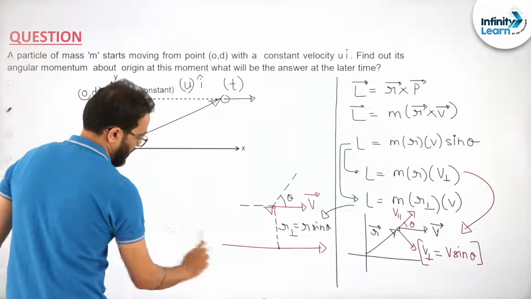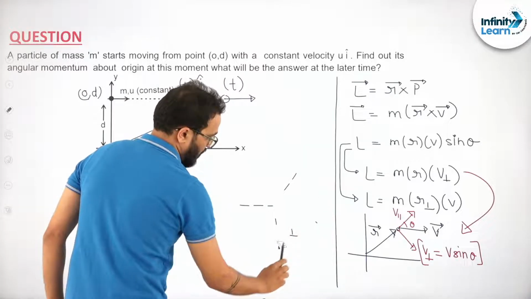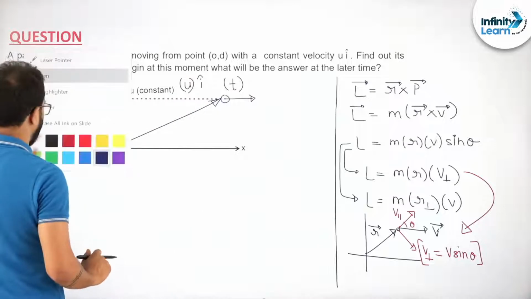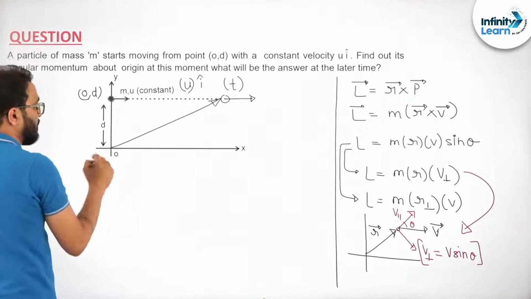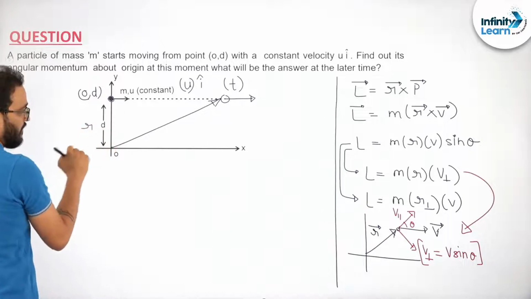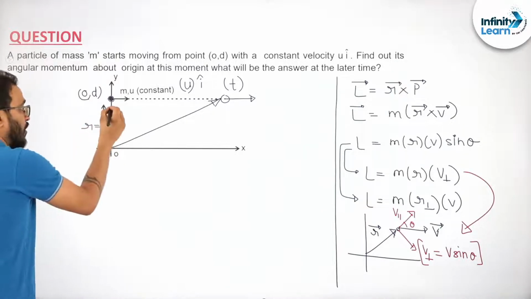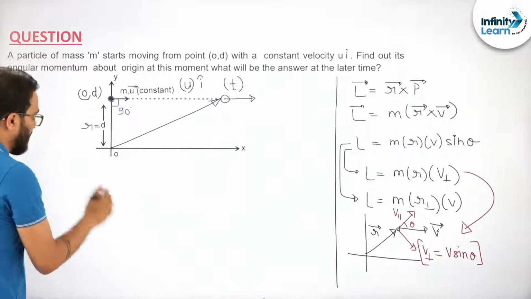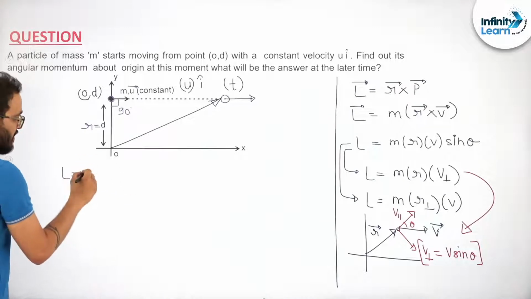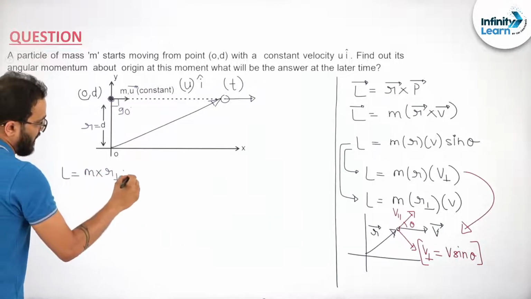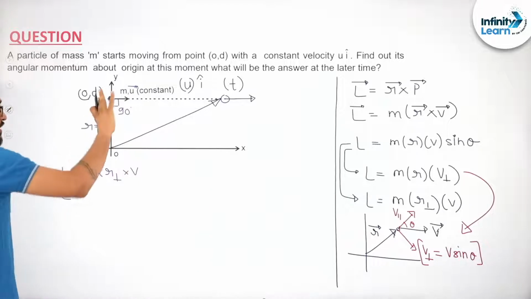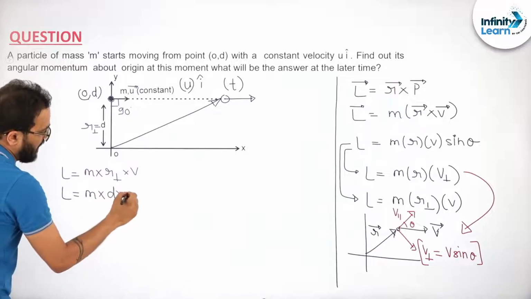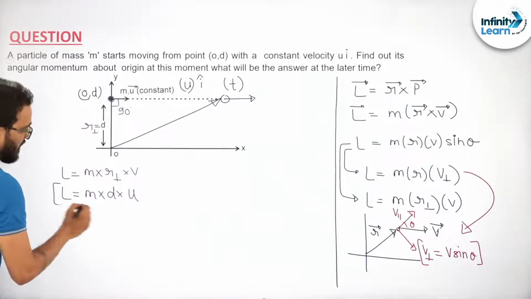First of all, I need some space here. Okay. So students, quickly look here. We will say right now at this particular moment when it is here, so this is your r, and this is already perpendicular to your velocity vector, yes or no? That means you can say angular momentum is m into r perpendicular into v, where r perpendicular is already given to you, that is d. So m into d into u. What is the velocity? u. So the answer is m d u.